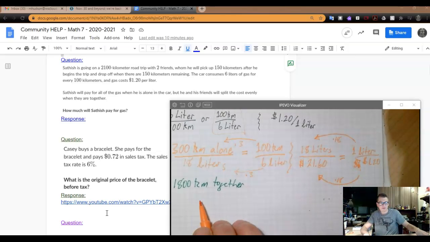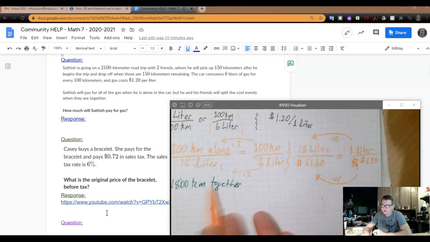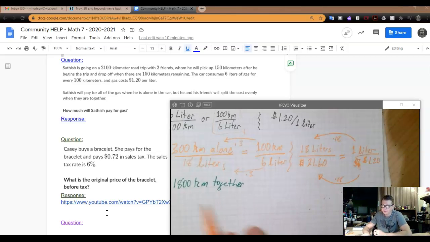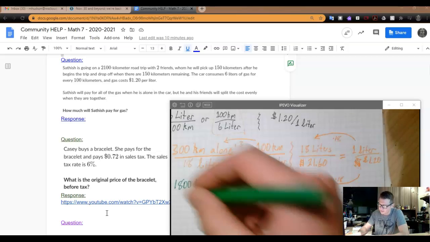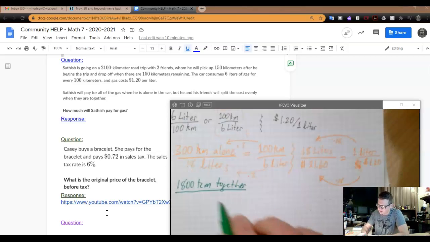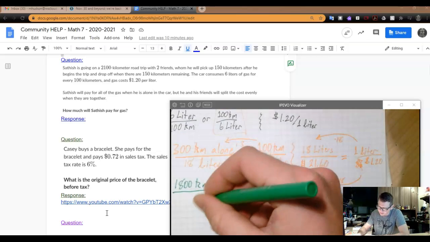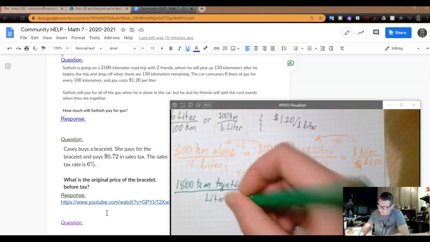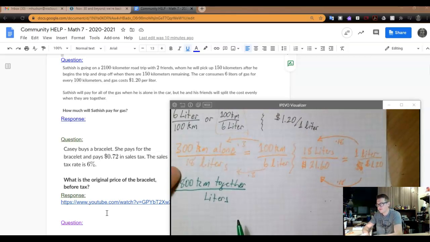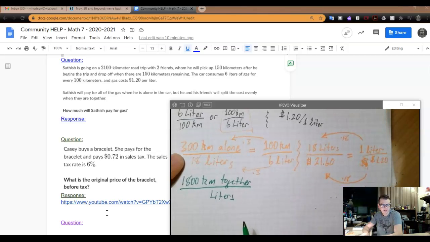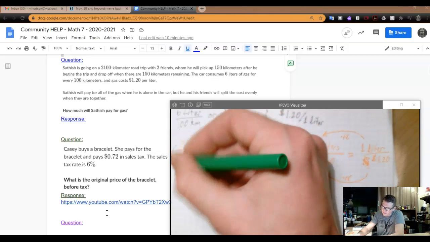The 1,800 kilometers together, they tell us we split the gas evenly. But let's just go ahead and solve it for how much that cost, and then we'll split it up 3 ways. So same solution process for the 1,800 kilometers. We're going to set that over how many liters? Well, we don't know yet. But actually, we could. We could use the fact that we solved this one up here in orange for his alone time. We can go from orange to green.